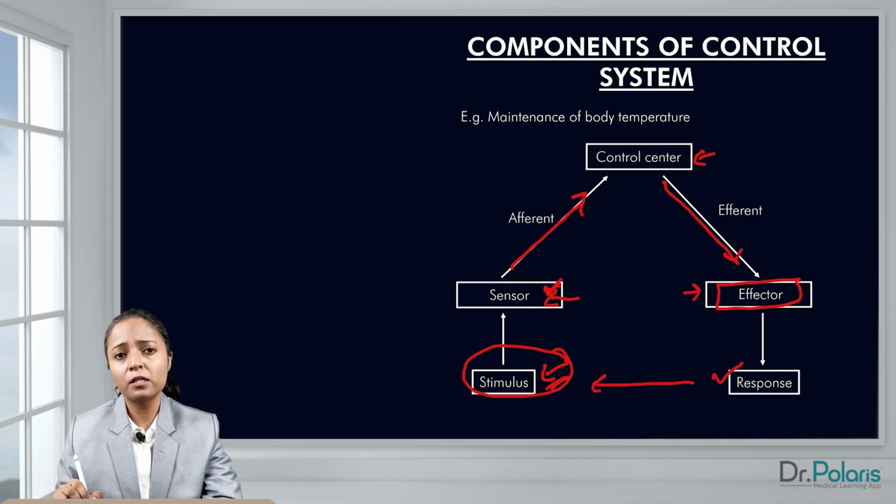So suppose it is very hot, then it will cause sweating, right? And it will also cause a change in behavior of the person. It will lead to vasodilation also. So those are all the responses which are happening, and the effectors in this case will be the sweat glands and the blood vessels. So these are the components of the control system. There is a sensor which detects the stimulus, afferent, control center, efferent, and effector, which brings about the response.